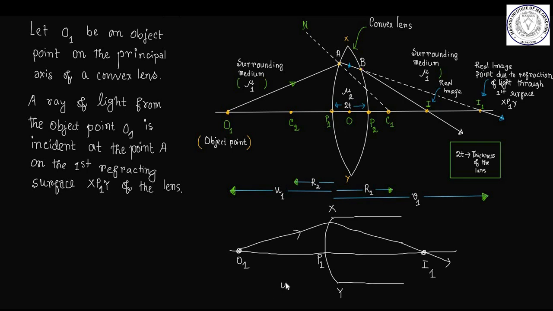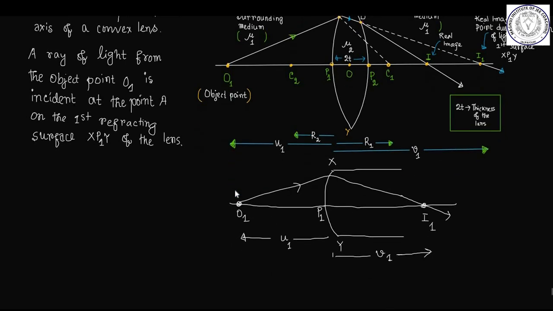And we can denote the object distance of the object point O1 from the first refracting surface. U1 is the object distance of the object point O1 from the first refracting surface XP1Y, and also we can denote the image distance of the real image I1 formed in the denser medium of refractive index mu2. V1 is the real image distance of the real image point I1 from the first refracting surface, provided there is no second refracting surface, and the refracted ray AB will form real image I1 in the denser medium mu2.